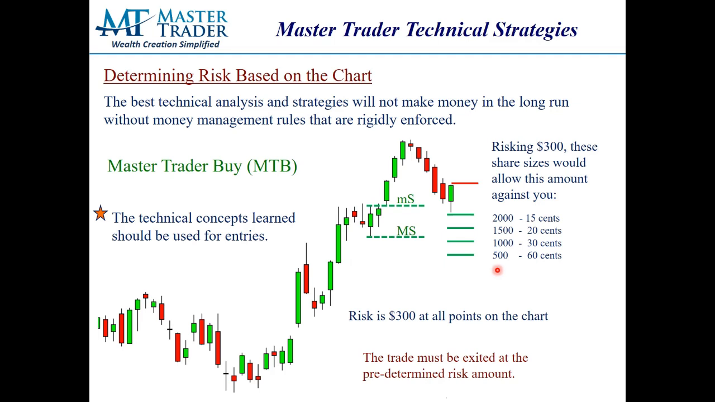Now you may look at this and say, well, Greg, this looks great. I can get 2,000 shares, and if it goes to my target, I'm going to make X amount of dollars more than if I take the 30-cent stop with 1,000 shares. I would say, well, that's absolutely true. It's black and white. That's the math. Of course, that's assuming the setup works out as planned.